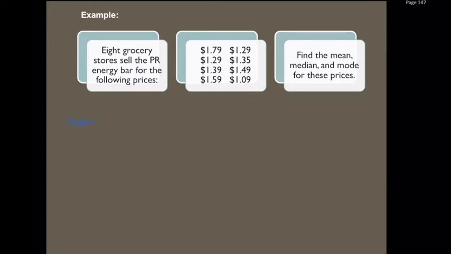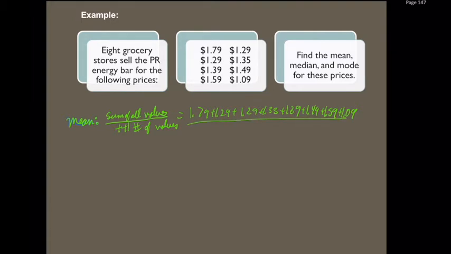Can we see that blue well? Should I change colors? That's better. So the mean is also the average. What I have to do is take the sum of all values and divide that by the total number of values. So I'm going to take 1.79 plus 1.29 plus 1.29 plus 1.35 plus 1.39 plus 1.49 plus 1.59 plus 1.09, divided by my total number of values. Well, there are 8 because I'm finding the values from 8 grocery stores.